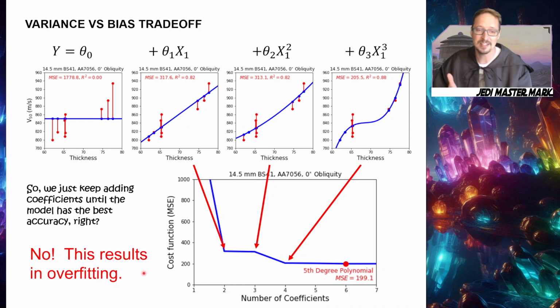And the response is, no, this results in what's known as overfitting. And we'll talk about that here in the next set of slides. What is overfitting? What does it look like? And why is it a bad thing? Because clearly from this metric, which is designed to tell us how good the model is, it looks like adding more terms leads to a better model. So what is that trade-off?